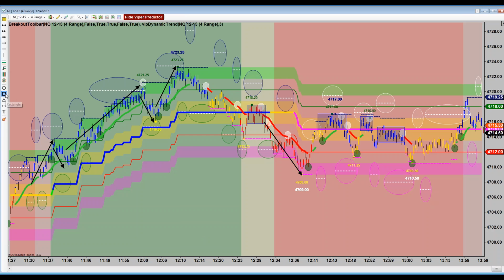For instance, here, you could make the case that there was a box here, and you might have taken that trade. So I'll give you that one. Okay, good.